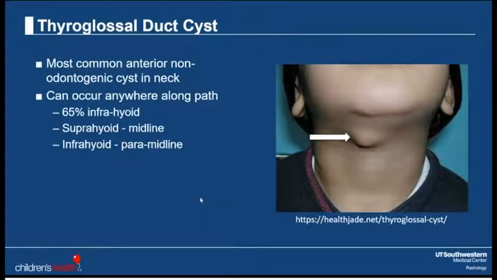Thyroglossal duct cysts are the most common anterior non-odontogenic cyst in the neck. It can occur anywhere along the path of the thyroglossal duct. 65% are infrahyoid. Suprahyoid lesions tend to be midline, and infrahyoid cysts tend to be paramidline.